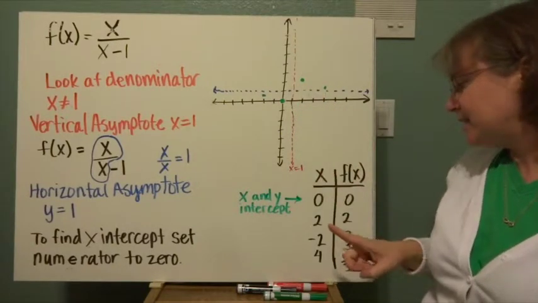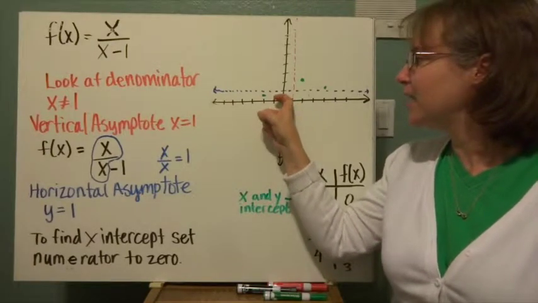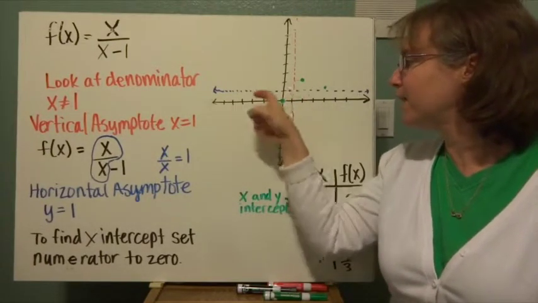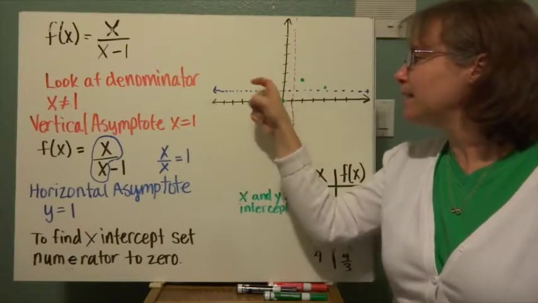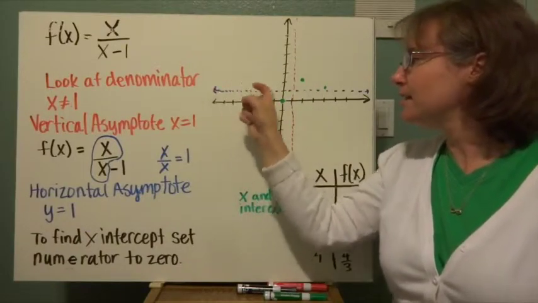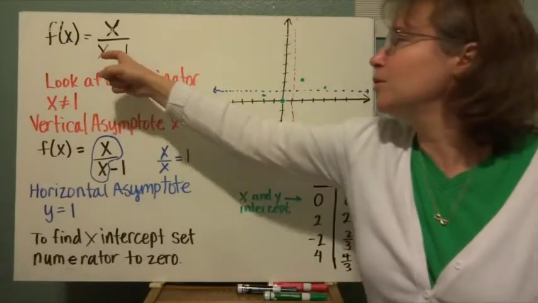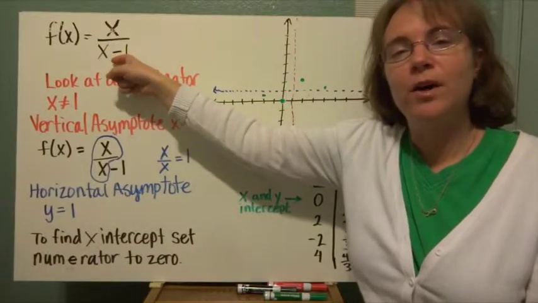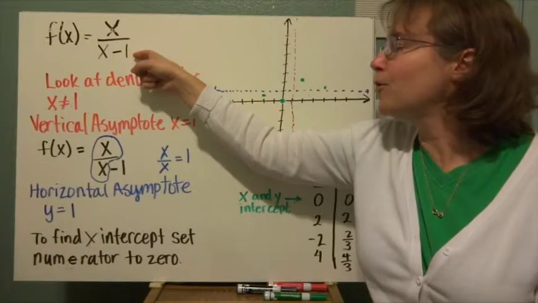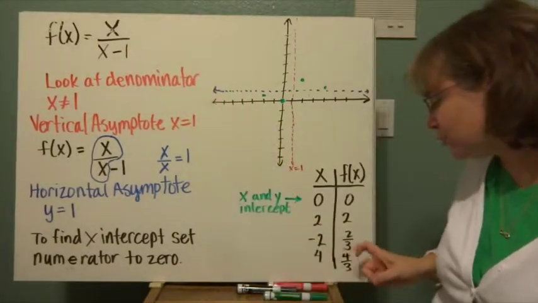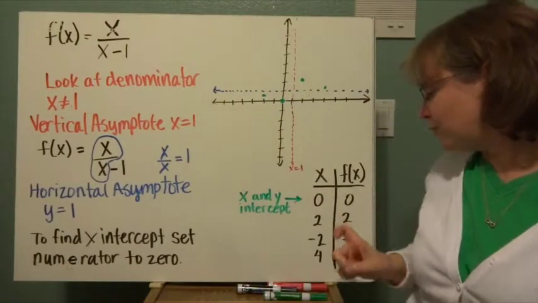Now I'm going to test another value. I'm going to test a -2. Now I know it's starting here. It's probably not going to cross this line right here, and I know it won't cross my vertical asymptote. And so I expect it to be approaching this horizontal asymptote right here. So I substitute a -2 in. I have a -2 minus 1. That gives me a -3. So I have a -2 over -3, which is positive 2/3. So that's exactly how I thought my graph was going to go.